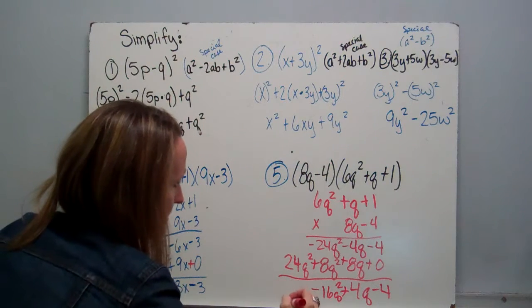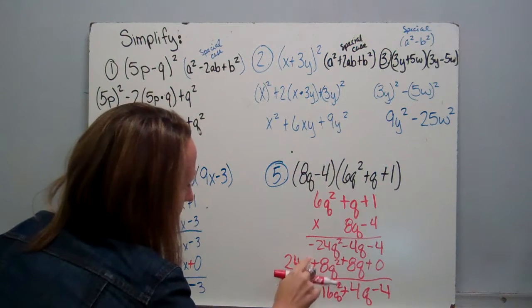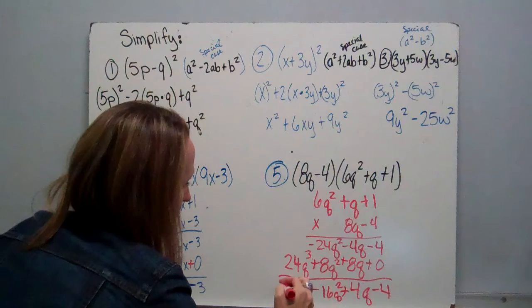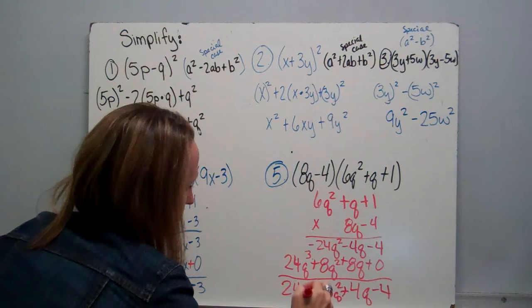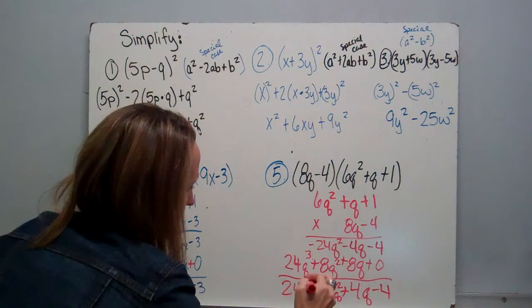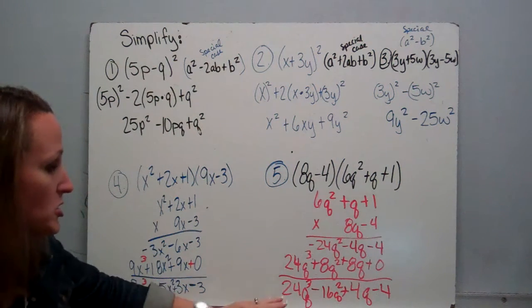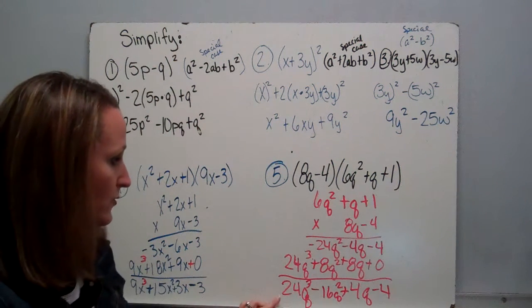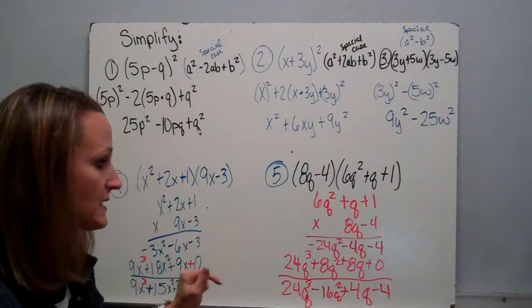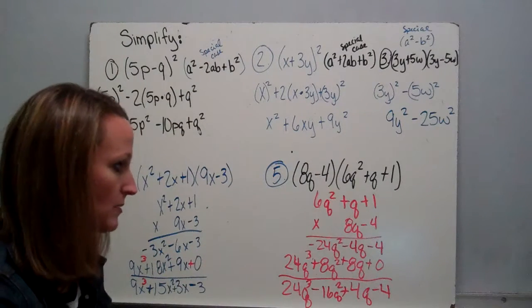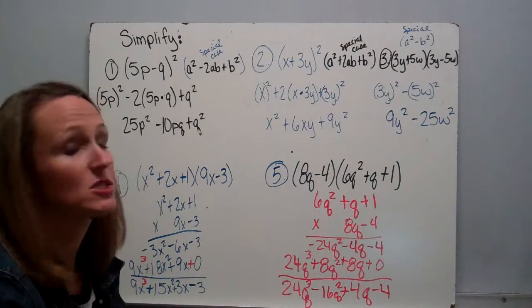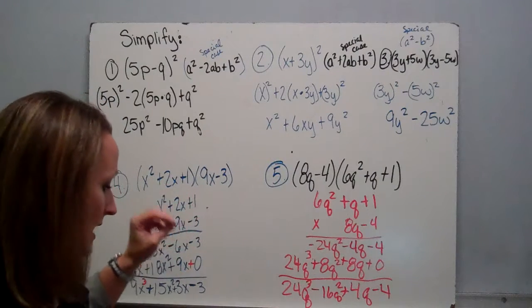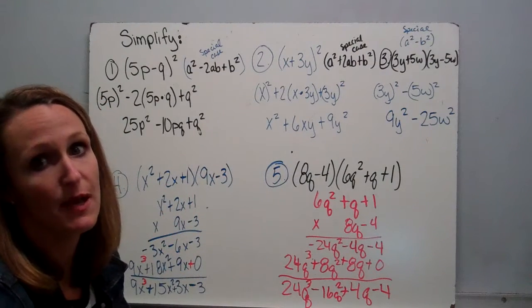And then I can just bring down this cubed term, my 24q cubed. So to read this back to you, you should have 24q cubed minus 16q squared plus 4q minus 4. And this is how you multiply trinomials and binomials.